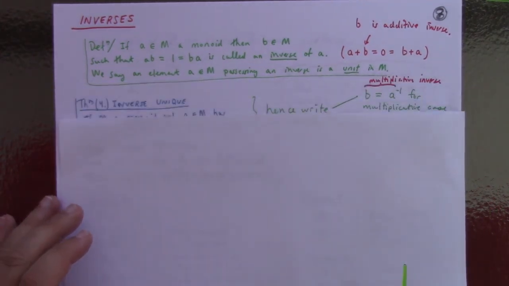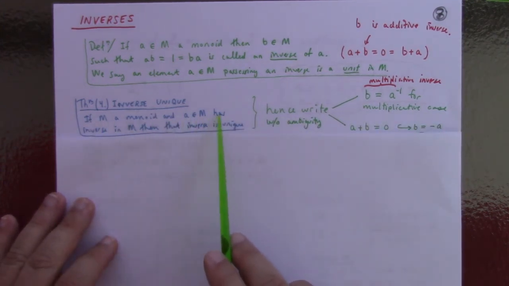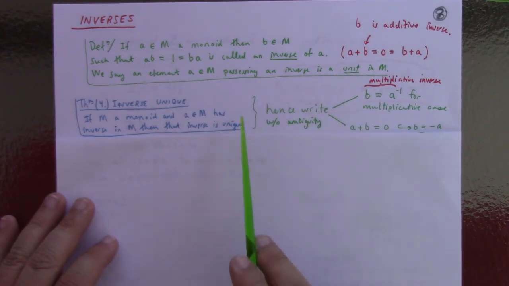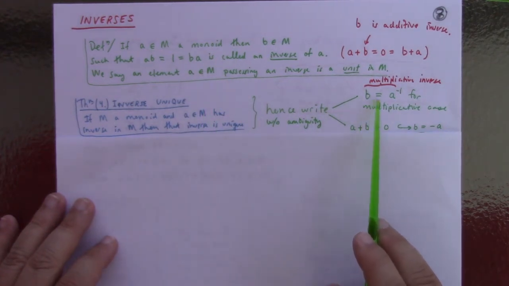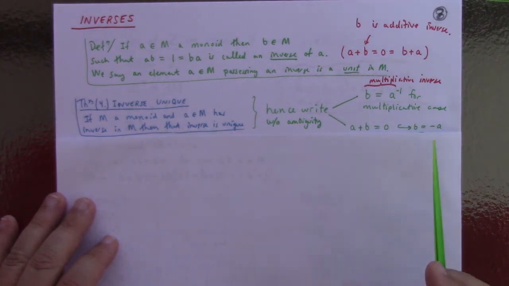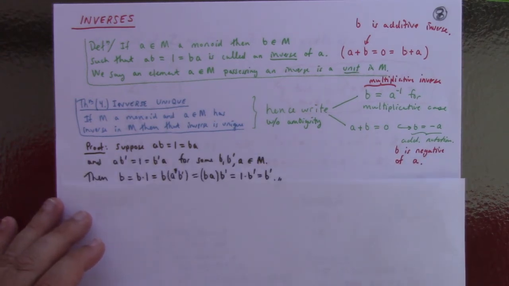Main theorem here. If M is a monoid and A in M has an inverse, then that inverse is unique. That's pretty awesome because that means that we can write without ambiguity that B is equal to A inverse for the multiplicative case, or B is equal to minus A for the additive case. And again, as I told you, that's called the negative. The proof that an inverse is unique is pretty simple.